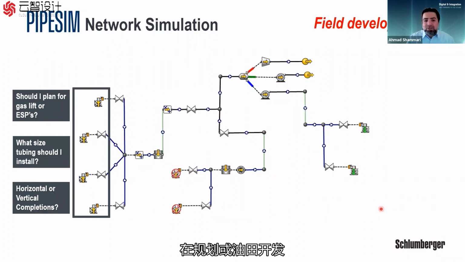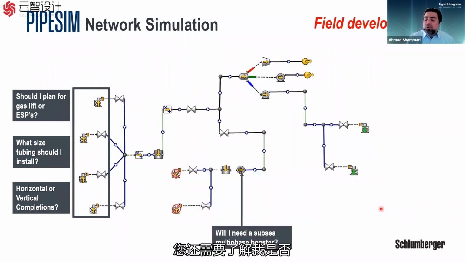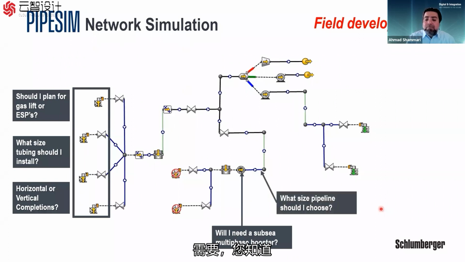You need also to see whether, if it's a subsea, do I need to install a subsea multi-phase booster, for example? What kind of pipeline size do I use? This is very important, because if you put in a small pipeline size, right, this will of course result in blockage, because there will be a lot of pressure drop due to friction.